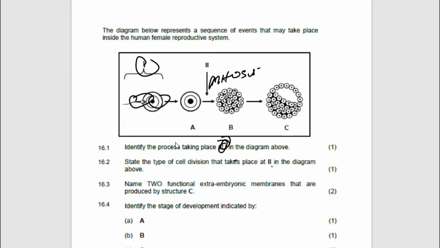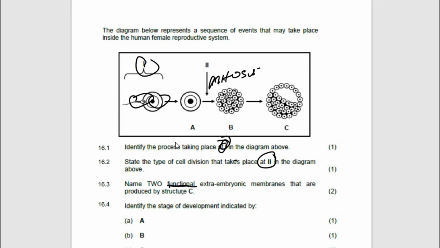State the type of cell division that takes place at two. Here it is mitosis. And then they are saying, name two functional extra-embryonic membranes that are produced by structure C. They are saying functional. It means that something which is functioning.